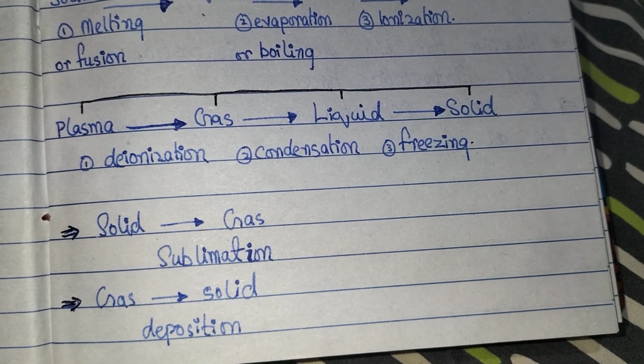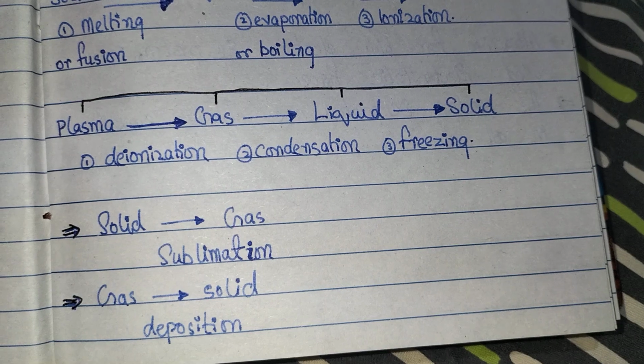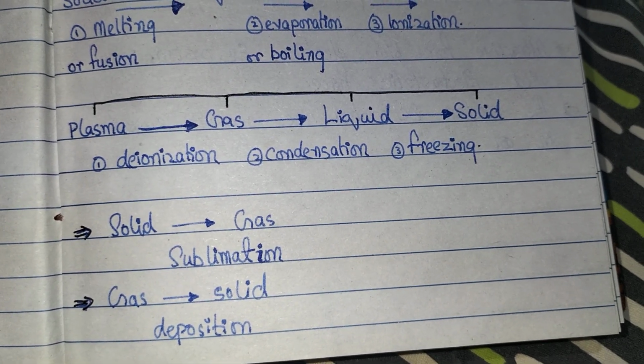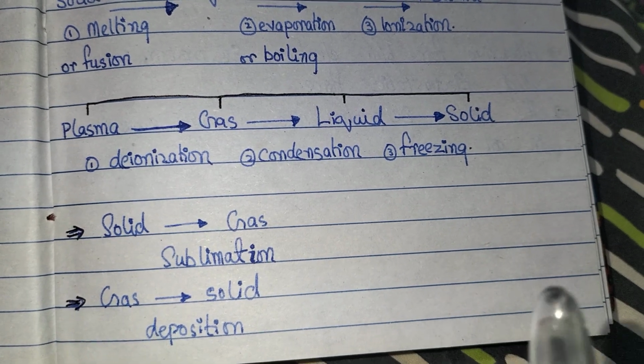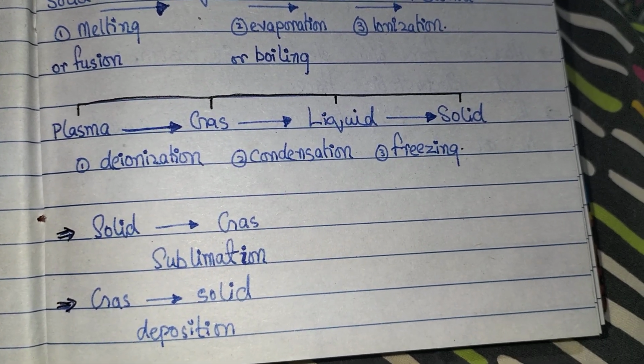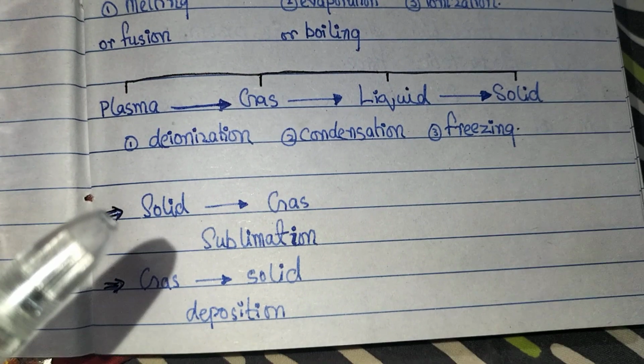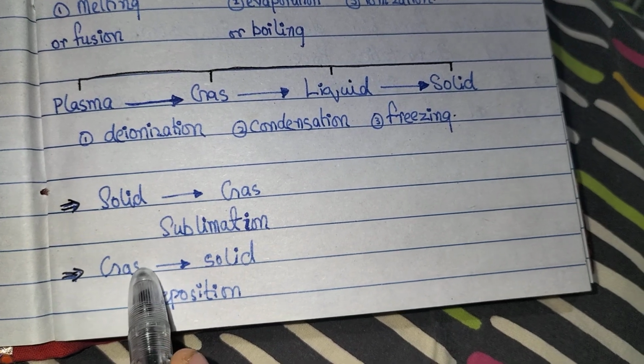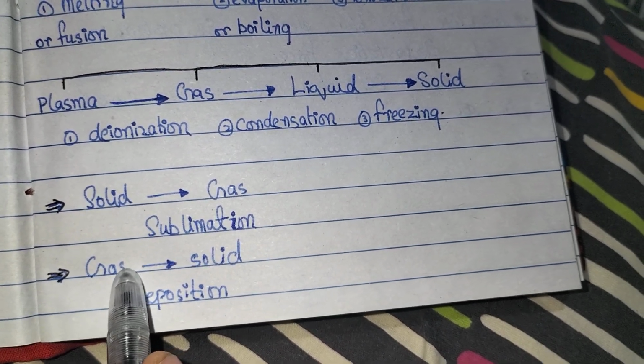Sublimation means to skip a step and go on to the other. Likewise, when a solid goes into gas, we have skipped the liquid, so that process is called sublimation. And when gas is converted into solid, here also one thing is skipped, which is liquid. When gas is converted into solid, that is called deposition.